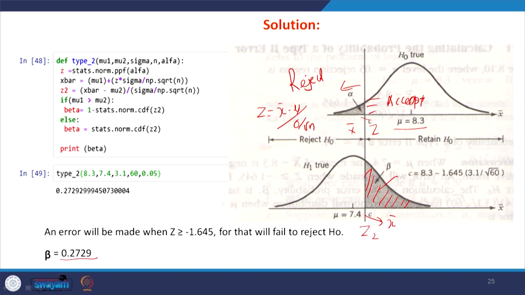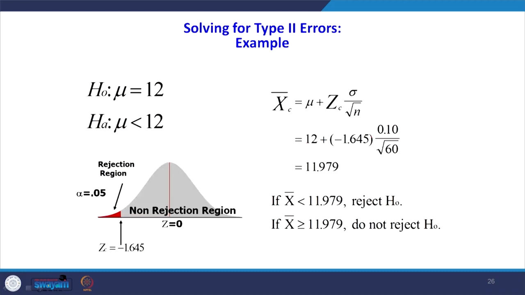So, when will we commit a type 2 error? An error will be made when the z value is greater than the critical value. Here the corresponding z value is minus 1.645. Whenever you cross minus 1.645 on the right hand side, then you will accept the null hypothesis, and that is nothing but the value of type 2 error. Okay.